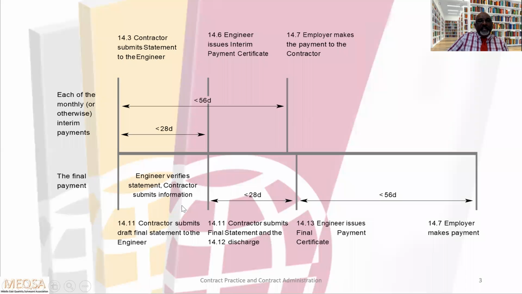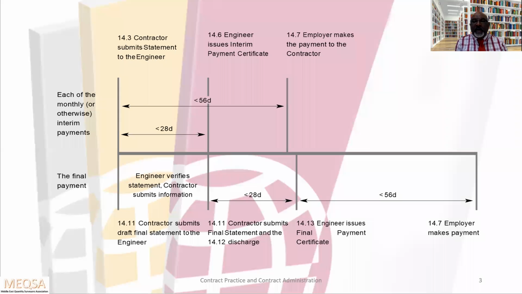You can see here the bottom diagram, the final payment. Subclause 14.11, contractor submits draft final statement to the engineer. So he will take 28 days. Engineer verifies statement, contractor submits information. After 28 days, once the engineer reviews, verifies, again, contractor submits final statement and the discharge certificate. Then the engineer will take another 28 days.